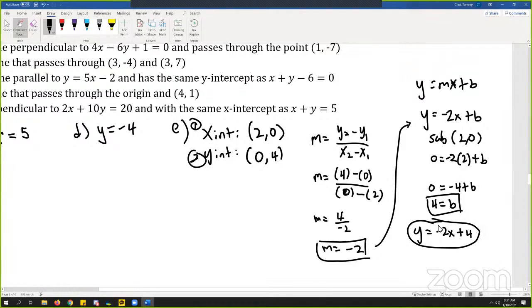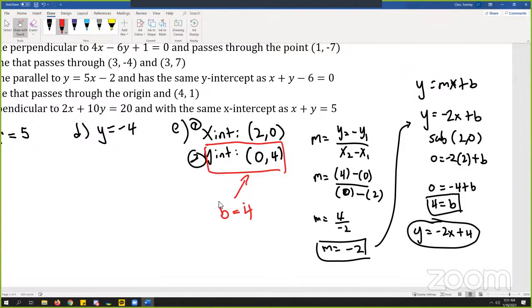However, if you noticed, the y-intercept is 0, 4. This tells you that b equals 4. Already, you can go straight into here. You didn't even have to do this sub work. Right? So if you're able to identify these little things, you can do shortcuts. If you don't identify it, you just solve it. There's nothing wrong with solving it.